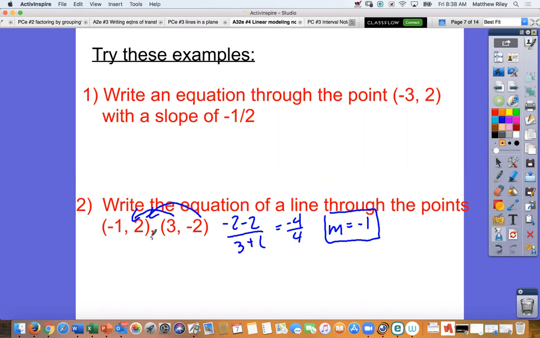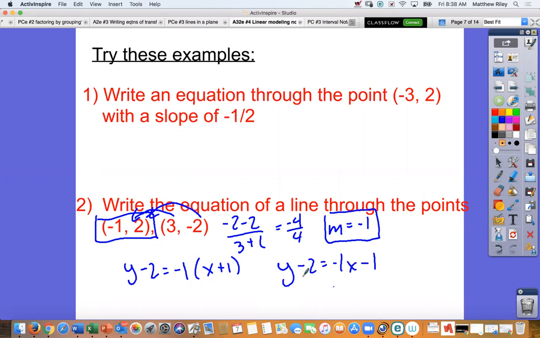Choose a point, whichever point you want. It doesn't matter. I'm going to go ahead and choose the first one because the numbers are closer to 0. And then I'm going to use point slope form. So y minus 2 equals -1 times the quantity of x plus 1. Distribute, and here's what you've got. Add 2 to both sides. And that's your entire answer. Any questions? And that's y equals -1x plus 1.